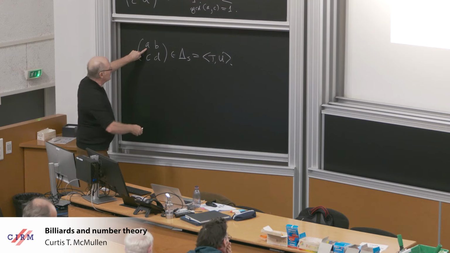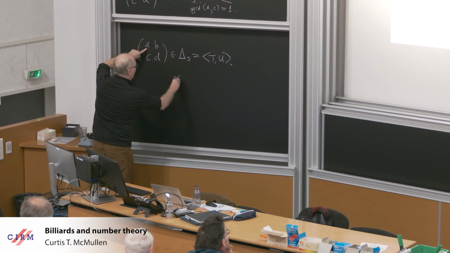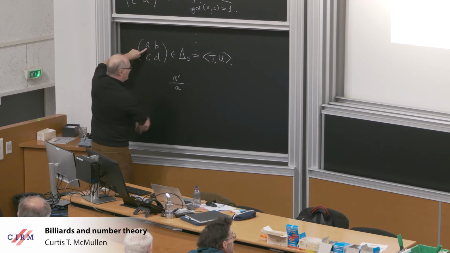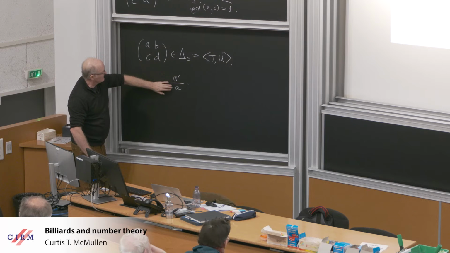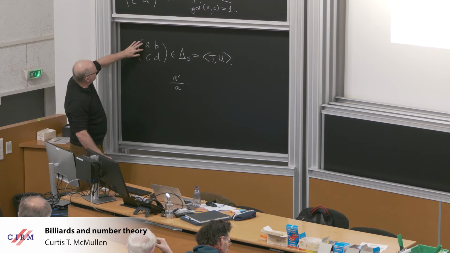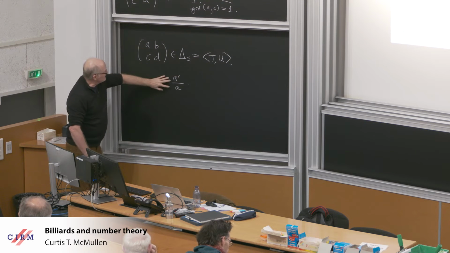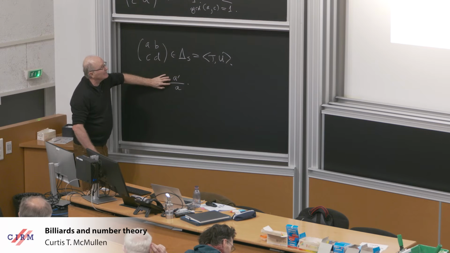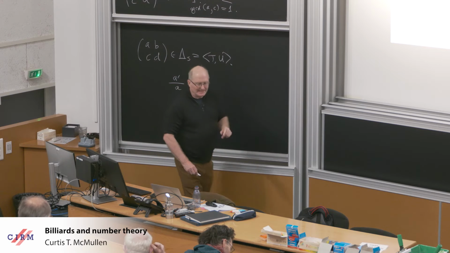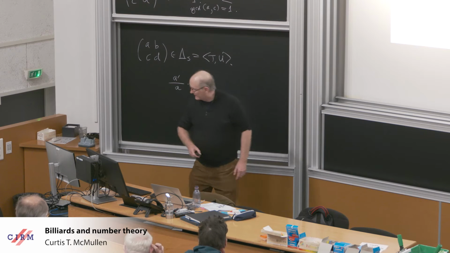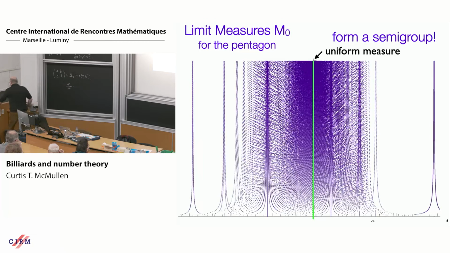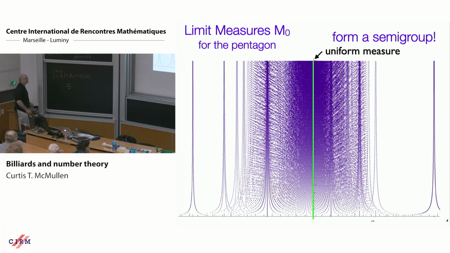But what this picture is showing you is the collection of real numbers of the form A prime over A, where A prime is the Galois conjugate of A. Remember, we're in a quadratic field. So if A, for example, could be any element of this field or any integer in this field, then this set of real numbers would be dense. But in fact, A prime is always less than A, and the collection of these ratios is exactly the same as determining this set of limit measures.